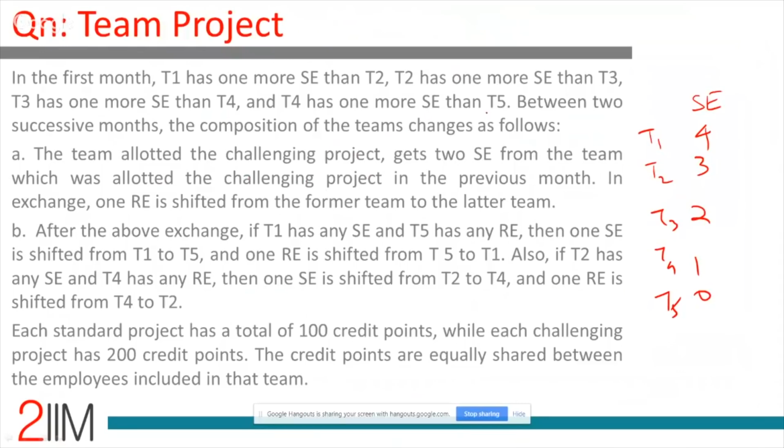We know that in month 1, you can find a regular employee also. Month 1, T1 is a special project, challenging project. So that should have 5 employees. It should be T2, T3, T4, T5 have 4 people each. 1 regular employee, 2, 3, 4. This is our month 1 snapshot of how many employees are there in T1, T2, T3, T4, and T5, and what type of employees are there.